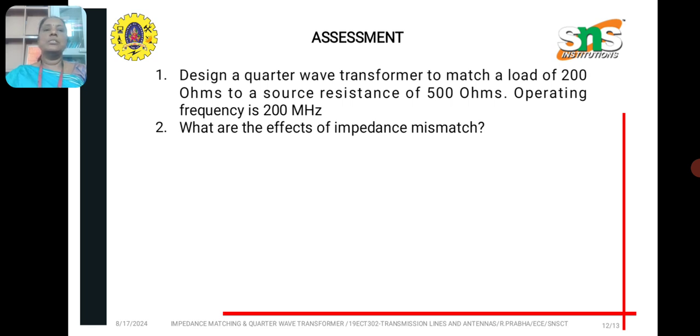The second question, the effects of impedance mismatch, we have discussed already. Pulse distortion occurs in pulse transmission applications, and ghost images occur in television signal transmission, and signal distortion reduces the energy of the transmitted signal, so power loss occurs. These are the effects of impedance mismatch in a transmission line.